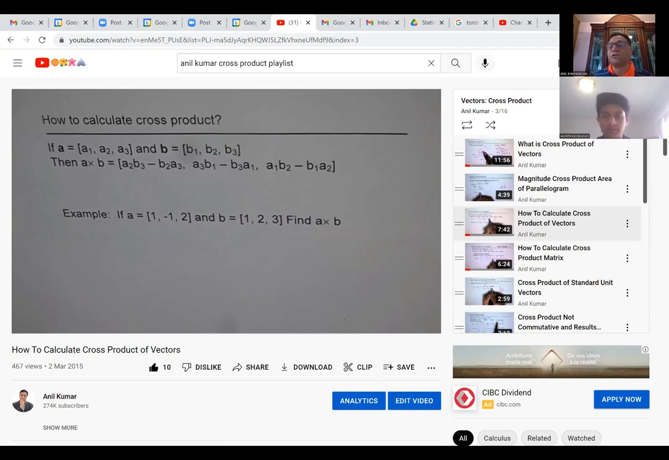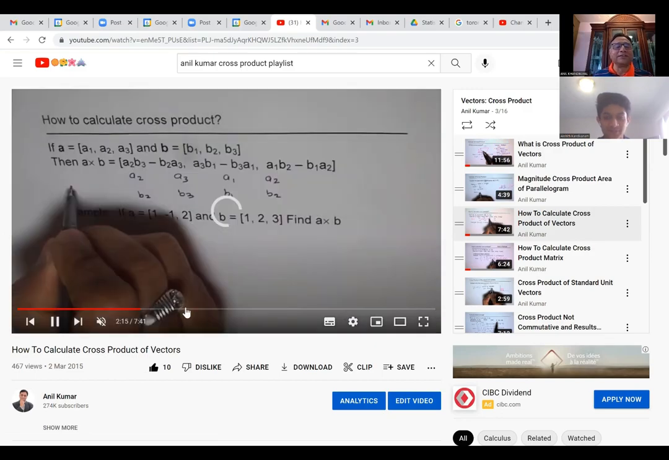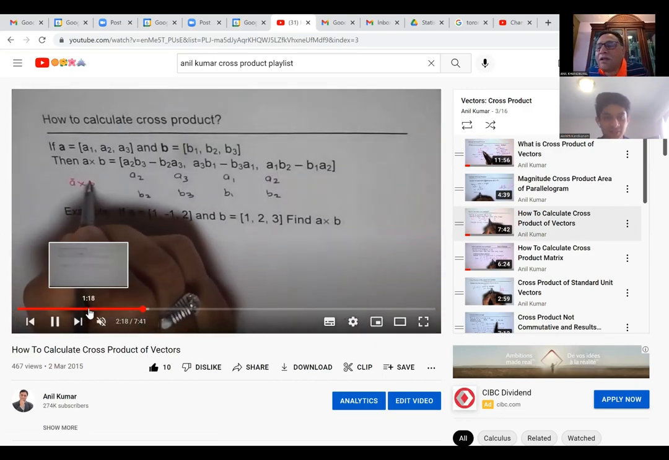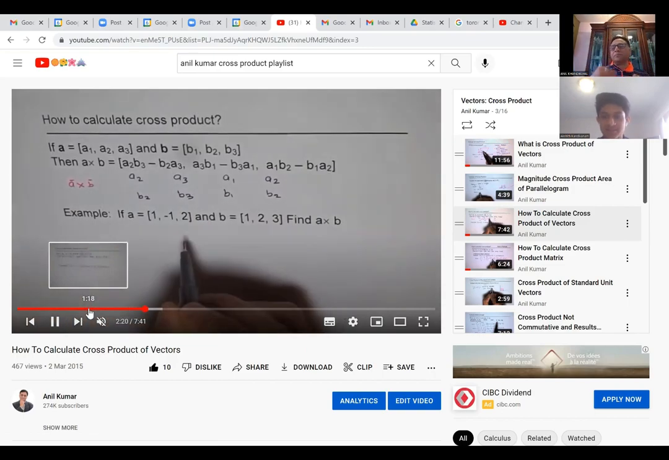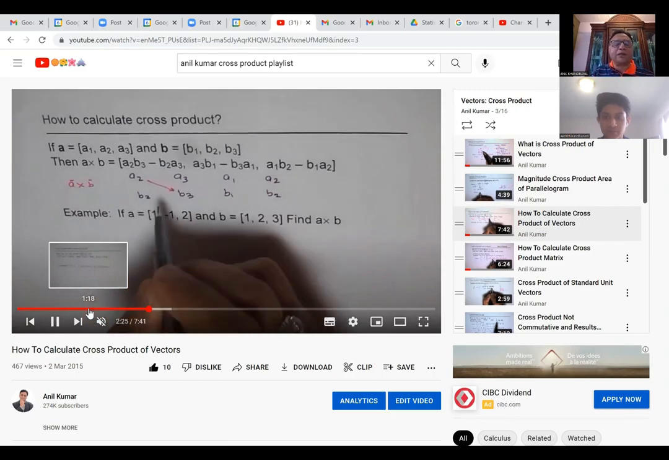Right. It's difficult to remember the formula, right? So that is why making the matrix is much easier, right? The matrix looks much more simple. And there is a simpler way of not remembering the formula but doing it. And this is what I'm trying to do.